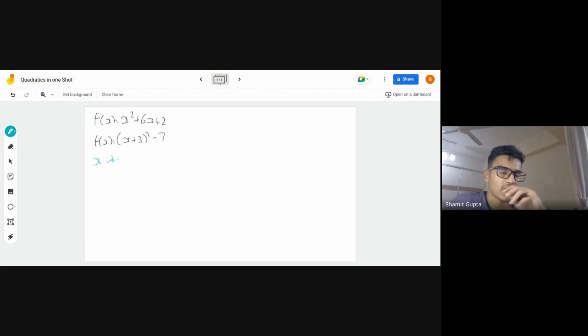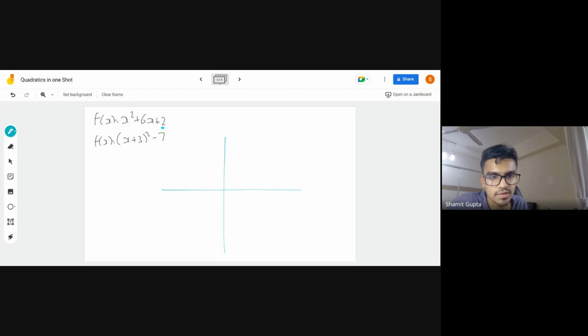Let me mentally calculate what that's going to be. That's not going to be a very good value. It will be when y is equal to 0, so x plus 3 will need to be plus or minus square root of 7, then minus 3. So it will not be a very good value, but it's okay. Then the y-intercept will be -7.